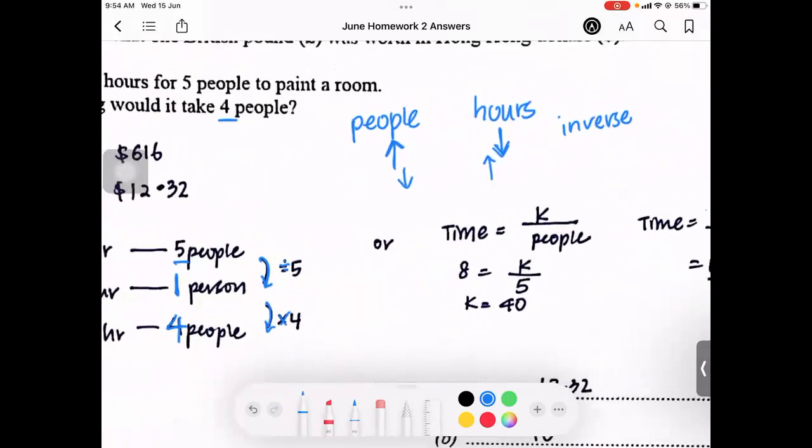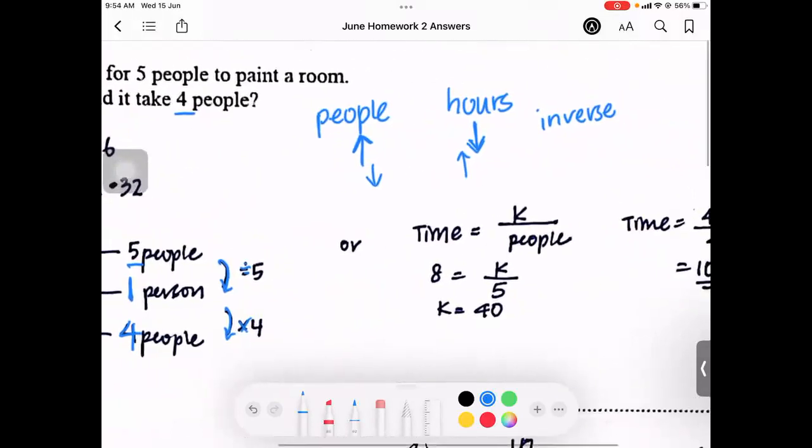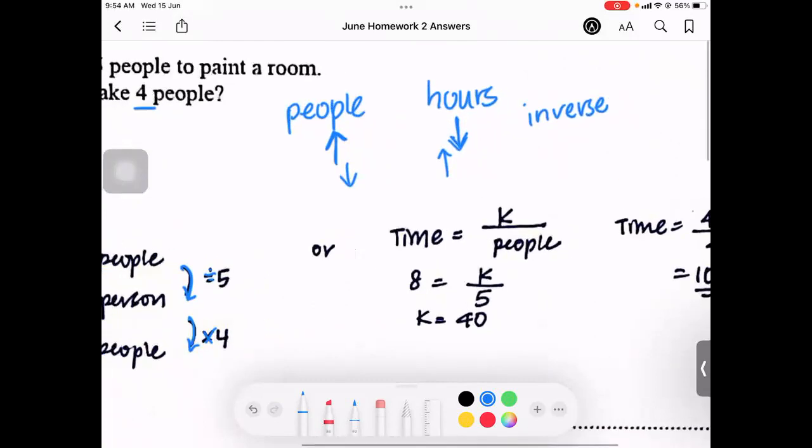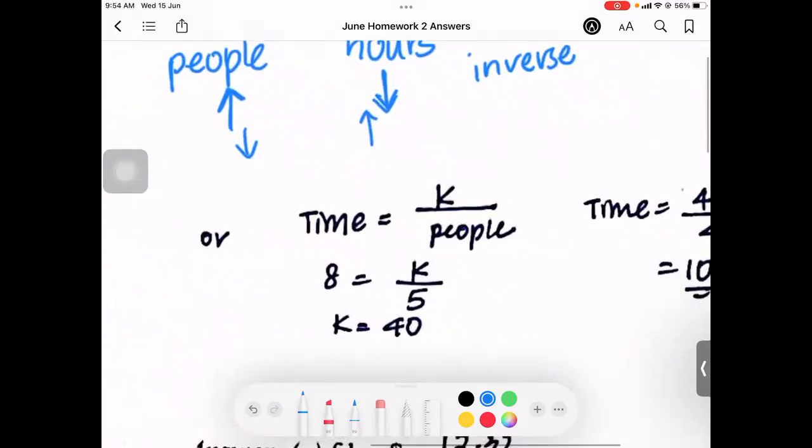So now we know that this is inversely proportionate. The time is inversely proportional to people. You can also do it the other way around, not really much of a difference. If you put people over time also can. People equals K over time also can. So inversely proportional means K over.